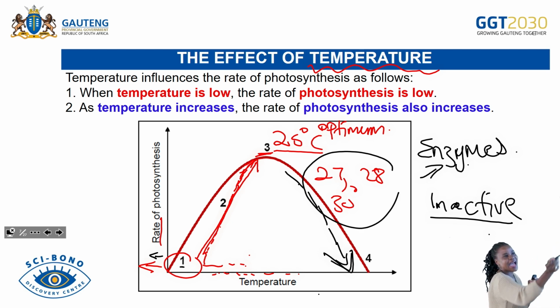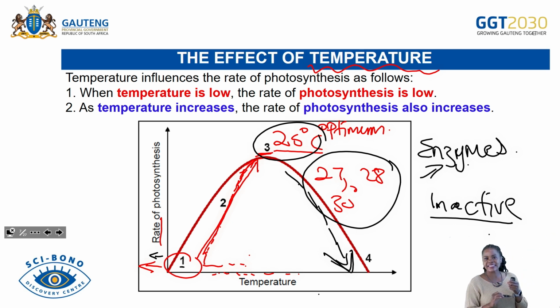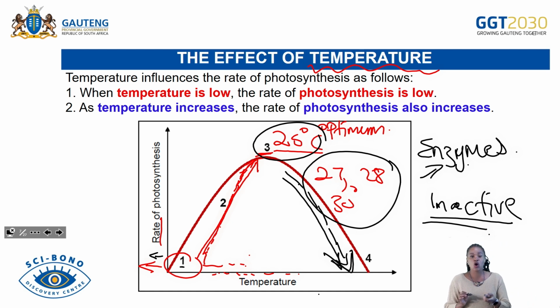By the high temperatures. It only needs up to 25 degrees Celsius, but anything above that will make the enzymes that make the process of photosynthesis take place become denatured. It will make them inactive. So if enzymes are inactive, the process of photosynthesis is no longer taking place. And if the process of photosynthesis is no longer taking place, what is going to happen to the rate of photosynthesis? The rate of photosynthesis will therefore drop.